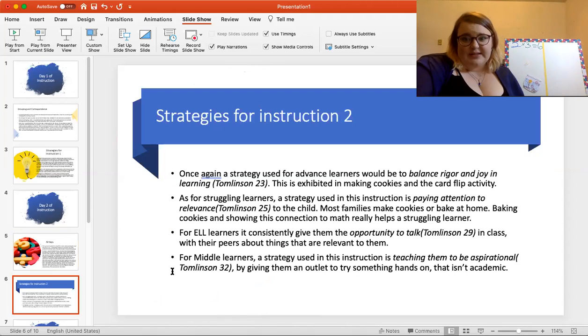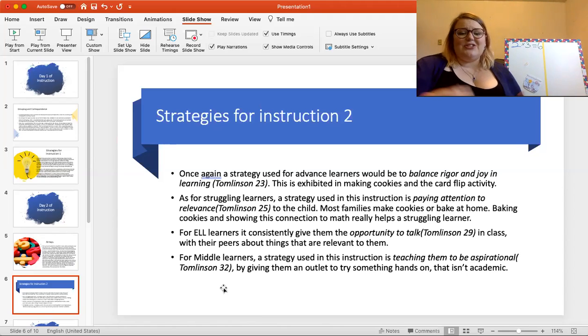For the strategy for this instruction, once again, a strategy used for the advanced learners, I know it's not going to repeat, but it does apply to this, is balance rigor and joy in learning. So this is exhibited in making the cookies and playing the card flip activity. Making the cookies is fun and tangible, and they would do it at home. And then the card flip activity and having them write their 2 ways of equations at the end of the lesson provides that rigor as well.